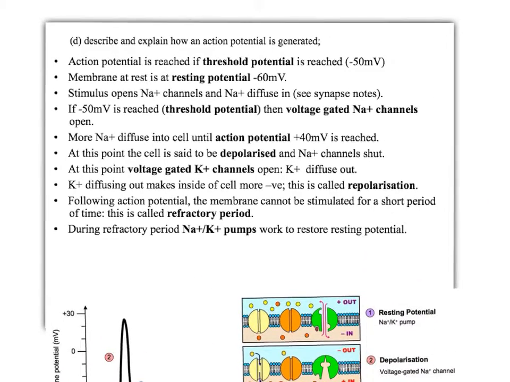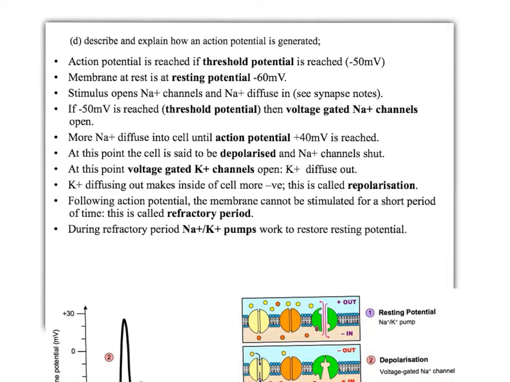So, summarising all of that, you might want to pause the screencast there to look at these notes to make sure that you are completely au fait with all these words in bold and what they mean. Threshold potential, resting potential, voltage-gated sodium ion channels, action potential, depolarization, voltage-gated potassium ion channels, refractory period, and sodium-potassium pumps. You need to know what all these words mean and be able to use them to describe not only how an action potential is generated, but also how resting potential is achieved.